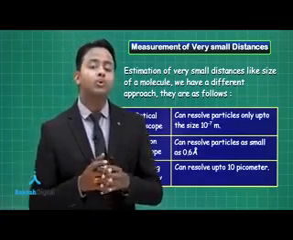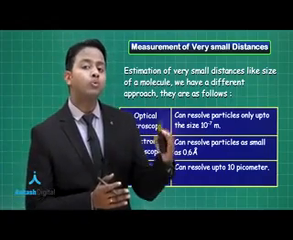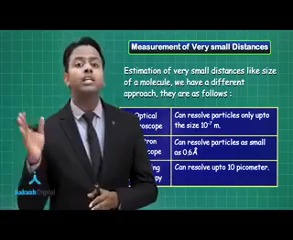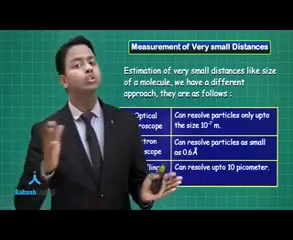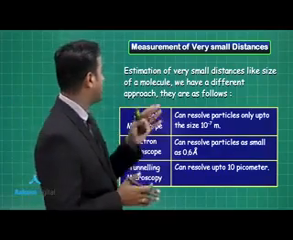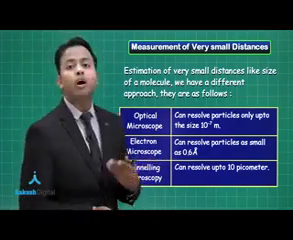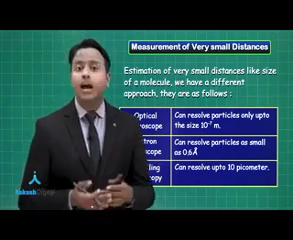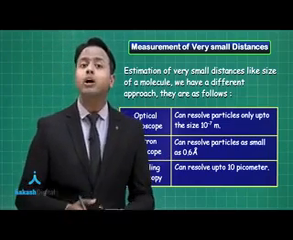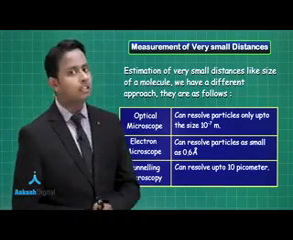We have measured those distances which lie in the range of 10 to the power 2 meter to 10 to the power minus 5 meter using the ruler to the screw gauge. Now we have a different range to work on. So, estimation of very small distances like the size of a molecule. The size of a molecule actually lies in the range of 10 to the power minus 9 meter. So we have a different approach and they are as follows.